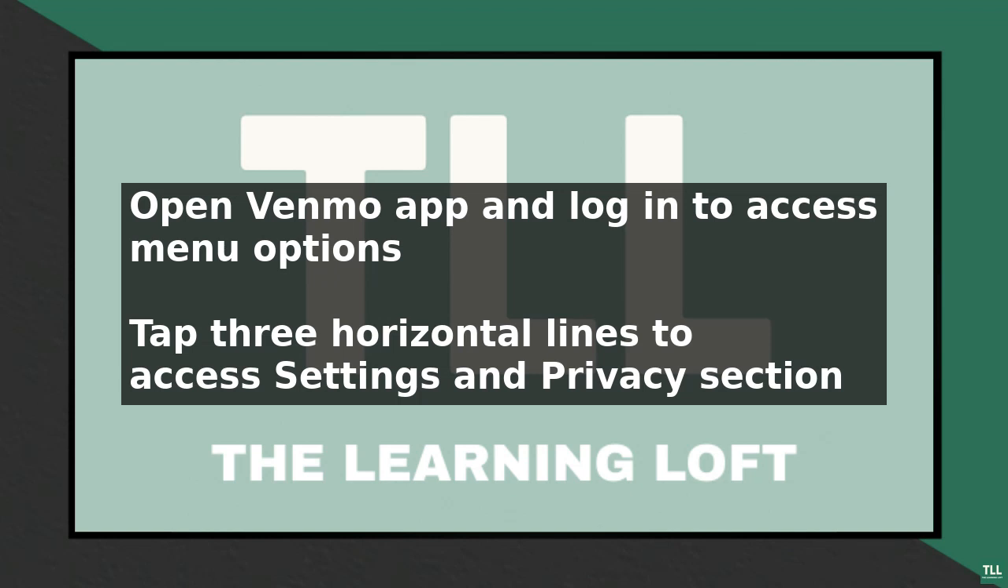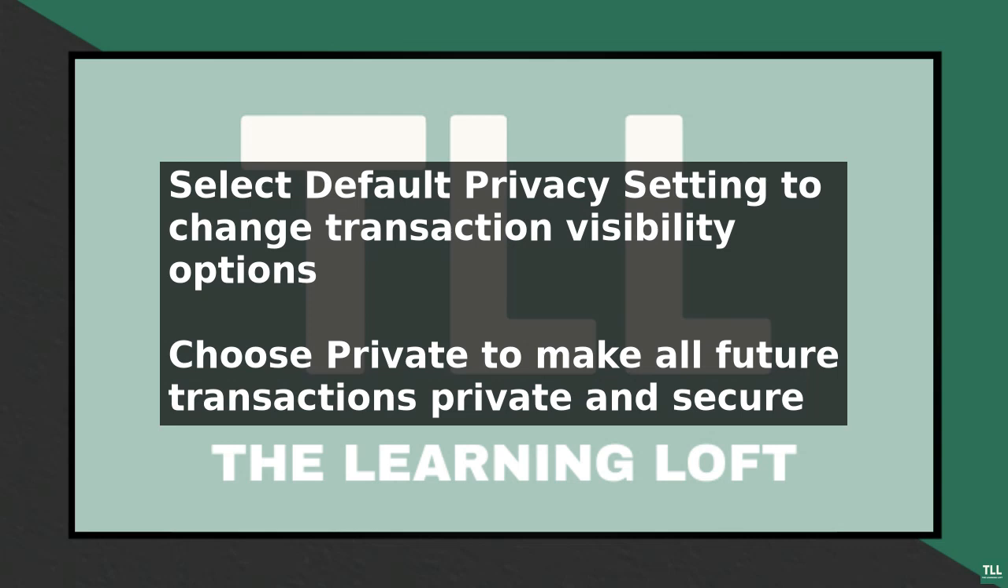In the Settings section, scroll down to the Privacy section and tap on it. Here, you will see the default privacy setting for your transactions. Tap on this option to change it. You will see three options: Public, Friends, and Private. Select Private to make all your future transactions private.